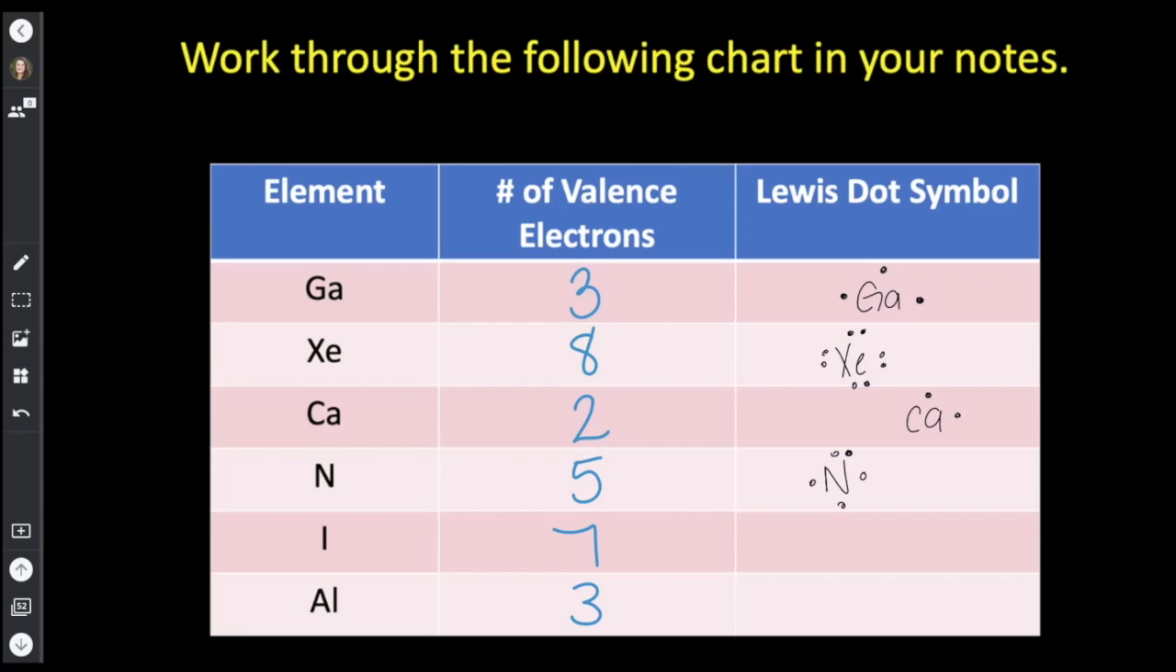Iodine has 7. So 1, 2, 3, 4, 5, 6, 7. And then lastly, aluminum has 3. Al. 1, 2, 3. Notice aluminum and gallium both have 3. They're in different spots. It doesn't matter where we put them. Questions on Lewis dot? That should be a review for you. Are we good?